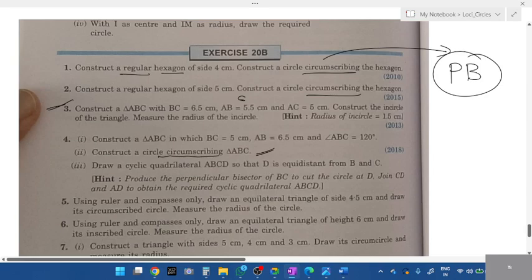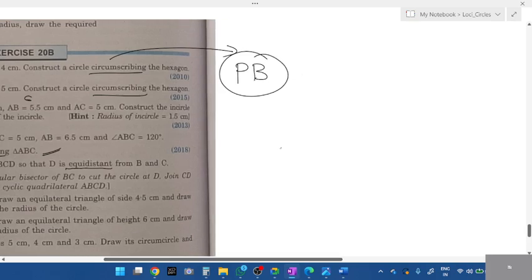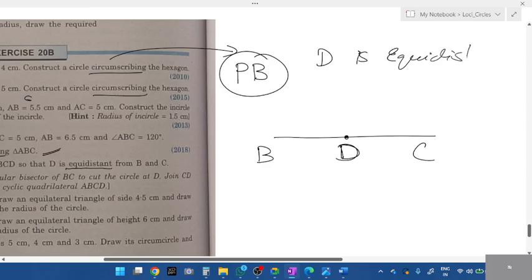Fine. In a locus question, see, equidistant is given. Equidistant is equal distance from B and C. So what is required here? If they ask you to find a point equidistant from B and C, students, what do you mean by equidistant? Equi means equal. Distant is distance.